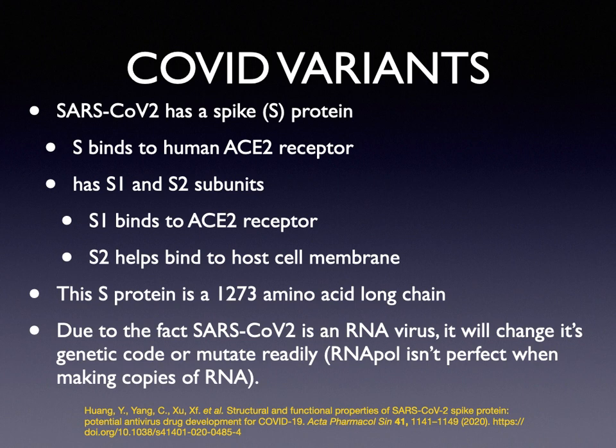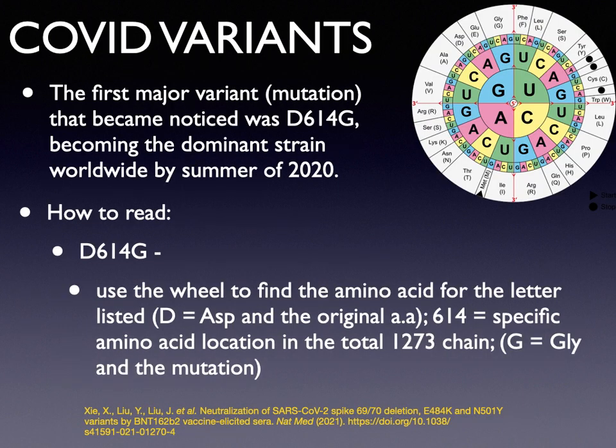Due to the fact that SARS-CoV-2 is an RNA virus, it will change its genetic code or mutate readily because RNA polymerase isn't perfect when making copies of RNA. The first major variant or mutation that became noticed was the D614G, which became the dominant strain worldwide by the summer of 2020. So how do you read this? D is the original amino acid. 614 is the position out of 1,273, and G is the new mutation. So D was ASP, the original amino acid, 614 is where it was located out of the 1,273 chain, and G is glycine, which is the new mutation.